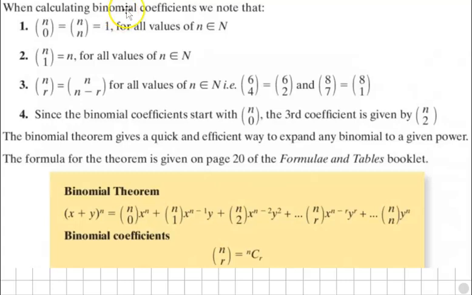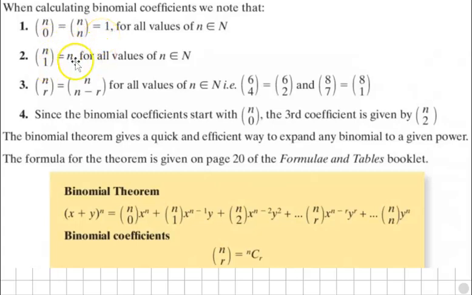When calculating binomial coefficients, we note that n choose 0 or n choose n is equal to 1 for all values of n that are elements of the natural number set. So for example, if you have 6 choose 0, that would be equal to 1. If you had 7 choose 0, that would be equal to 1. If you had 20 choose 0, that would be equal to 1. Likewise, n choose n, so if you had 6 choose 6, or 5 choose 5, or 20 choose 20, it would all be equal to 1.